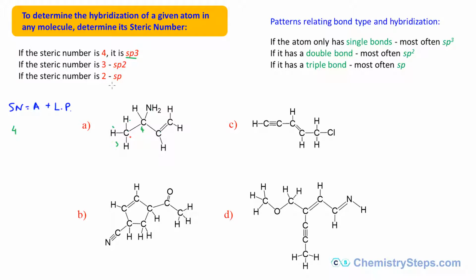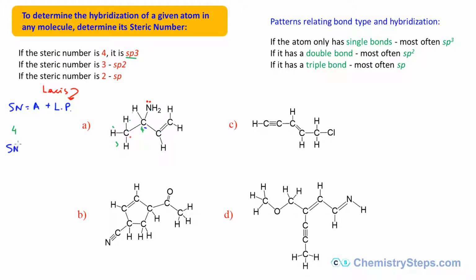Now if we're looking, for example, at this nitrogen, the first thing we need to do is make sure that we have the correct Lewis structure. If we don't have the correct Lewis structure, then we won't be able to see if we have lone pairs or not on that atom. So first of all, we need to remember that nitrogen is going to have a lone pair. And then after that, if we want to determine the steric number, we're going to add the atoms. So it's going to be 2 hydrogens and 1 carbon and 1 lone pair.